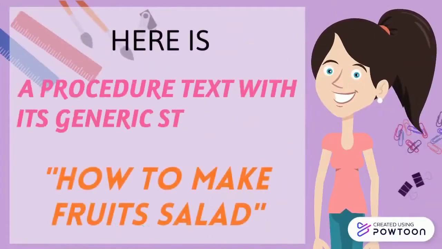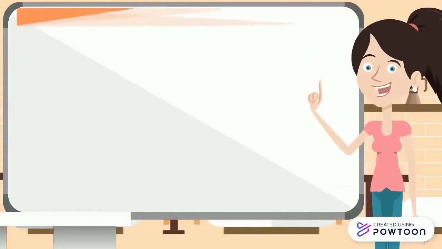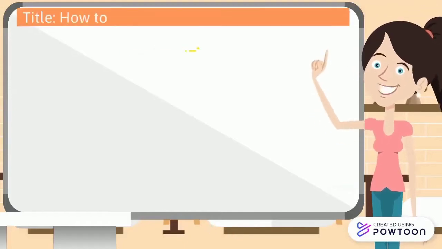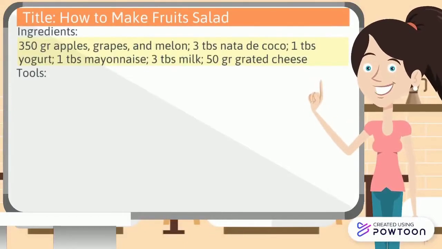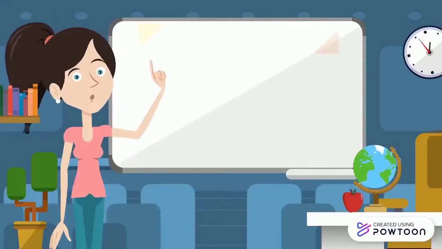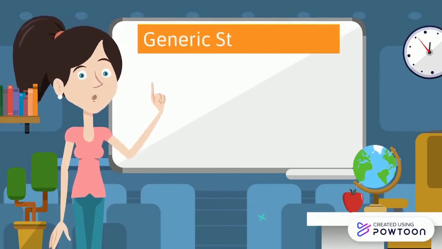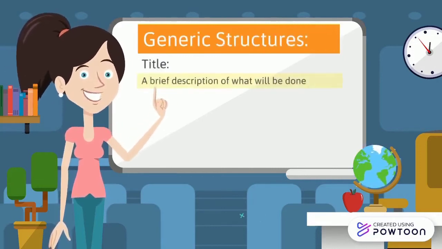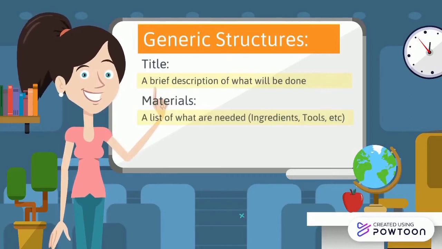Okay, no problem. Here's a procedure text with its generic structure. Now, pay attention to the title, ingredients, tools, and steps. The generic structures consist of title, a brief description, materials, a list of what is needed, and steps or what has to be done. Okay class, here you can see the generic structures. There are titles, materials, and then the steps.